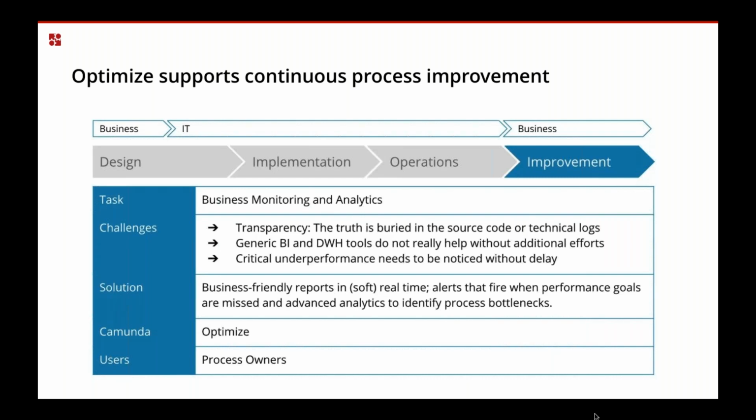That could be a Java developer, or someone using JavaScript, .NET or any other programming language that you like, and you execute these workflows on the workflow engine. Afterwards, we have the operations phase, which means you are in production, running and executing all your workflows. There we have the tool called Camunda Cockpit. And then we have the last stage, the improvement phase, which is now Camunda Optimize.